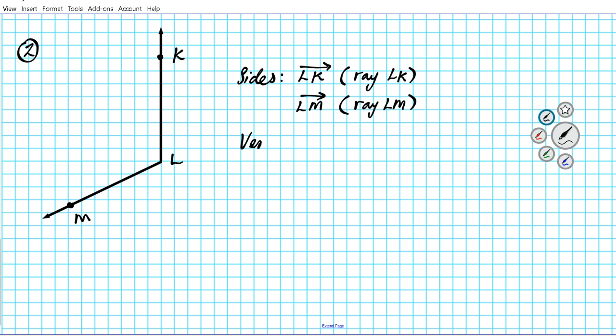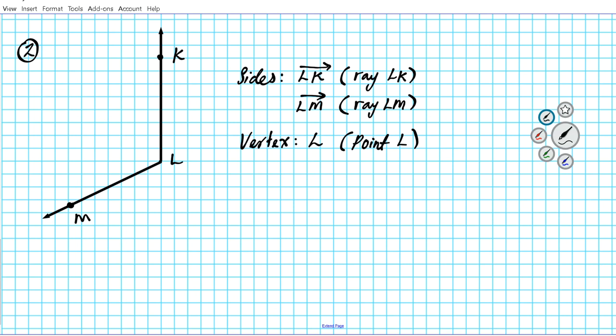How about the vertex? Well, the vertex is the point of intersection of the 2 rays that create the angle, and they intersect at the vertex, which is point L. Okay? And then if you want to say it, the way you say it is point L. Alrighty, so there goes the sides and the vertex of angle KLM.